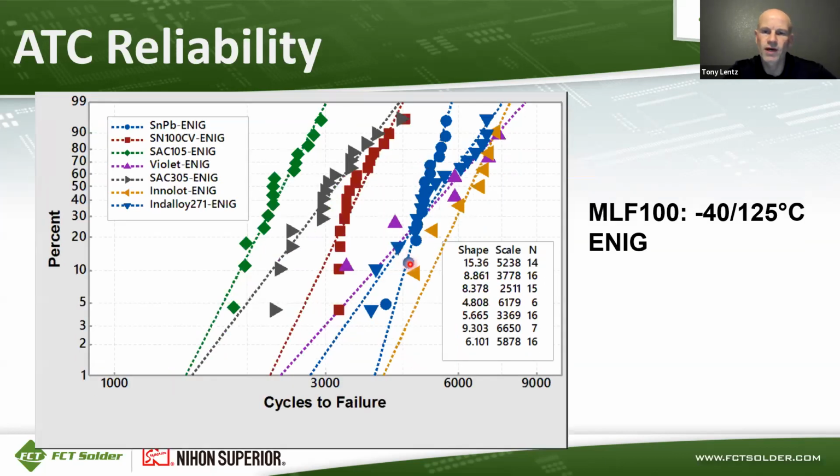Here's that same data for an MLF 100 with the same temperature range, but on an ENIG surface finish. And again, you've got Inolot here as the high or the longest life alloy. And then that is followed by the blue circles and the blue triangles, which is Indalloy 271 and tin lead. And then S100CV fell into the middle in this case with an ENIG surface finish.